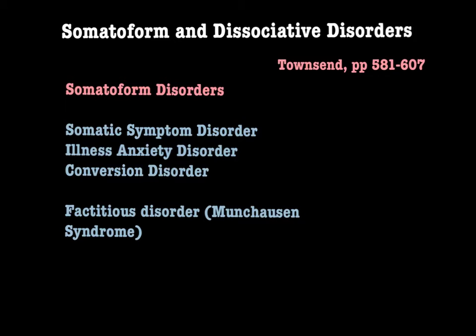Somatoform disorders are disorders where emotional and mental phenomena are manifested in physical symptoms. Factitious disorder is a little bit different because that's an intentional thing. We'll talk about that. The dissociative disorders include the amnesias. They include multiple personalities. They're very, very rare. So let's try and get through it pretty quickly.